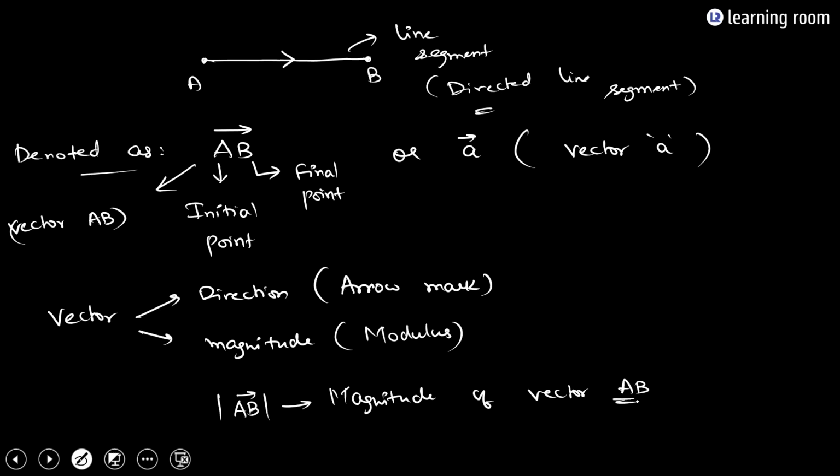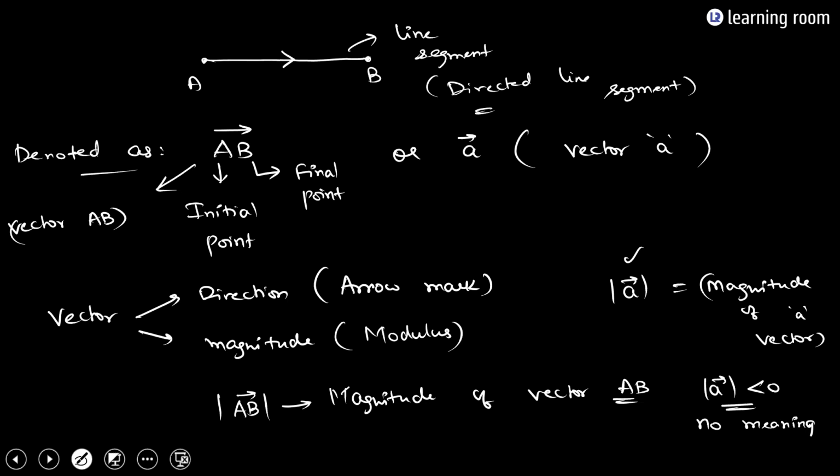It's read as magnitude of vector AB, right? And I can also write it like this. If I write something like this, it is read as magnitude of A vector. So, since magnitudes are modulus values, magnitude of A vector less than 0 has no meaning. You can never represent it like this. Are you able to understand this?